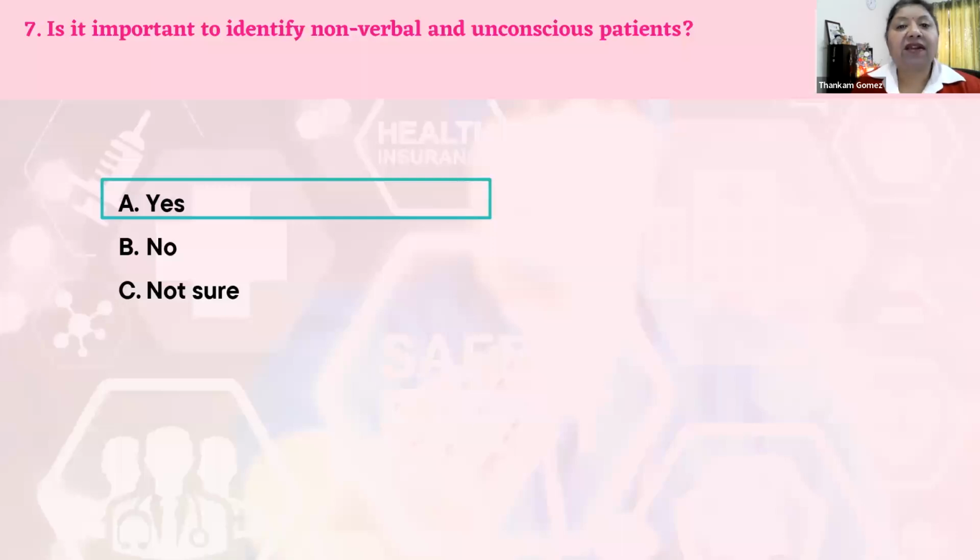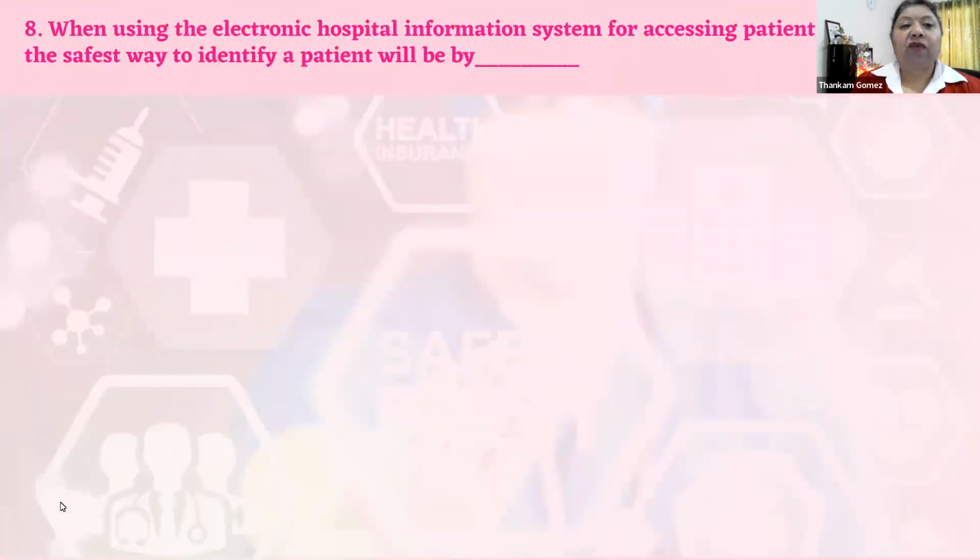One will be, if the attendant is there, you are going to speak to the attendant and do the same procedure. And of course, there is an ID band on the patient, so you need to confirm that you have the right order with the right name and UHID. So you have to have the same practice. Next, when using an electronic information system that many hospitals have, HIS, HIMS, whatever name you call it, accessing patient information, the safest way to identify a patient will be by.